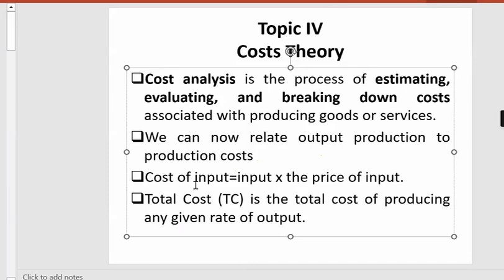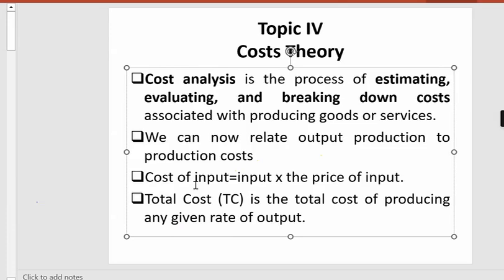For example, if you employ 1 labor, you pay, let's say the wage is 100,000. So if you employ 1, you pay 100,000 per month. If you employ 2, that means you have to pay 200,000. Similarly, for the raw materials, we have to compute the cost of input by taking the number of inputs times the price of that input.